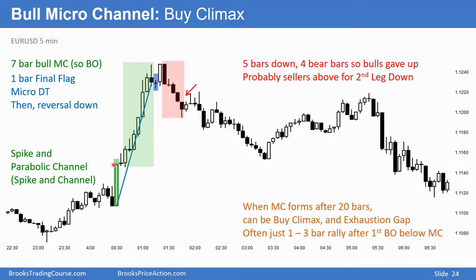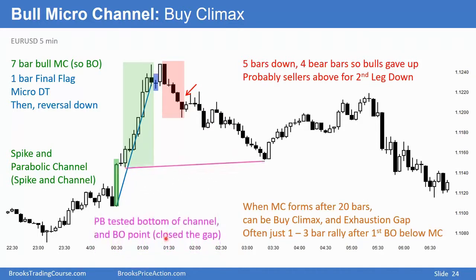You can call this a spike and channel bull trend. We have a bull breakout, a big bull bar, and then a parabolic channel. If I drew lines across the highs, you could see the lines are getting more and more vertical. So spike and channel, or you can call it a spike and a parabolic channel bull trend. Usually when you have a spike pullback channel, the market comes down and tests near the bottom of the channel, which it did here.